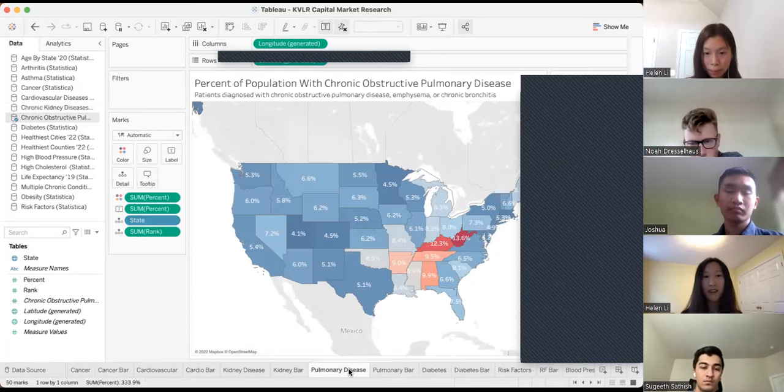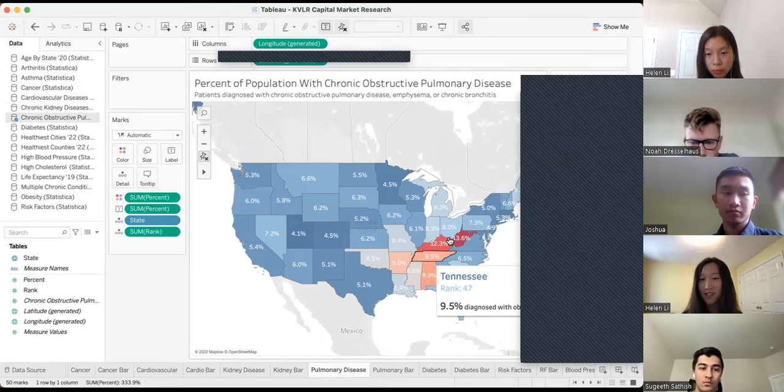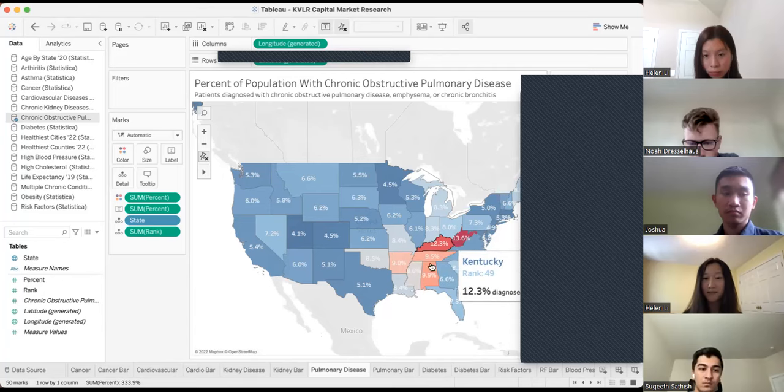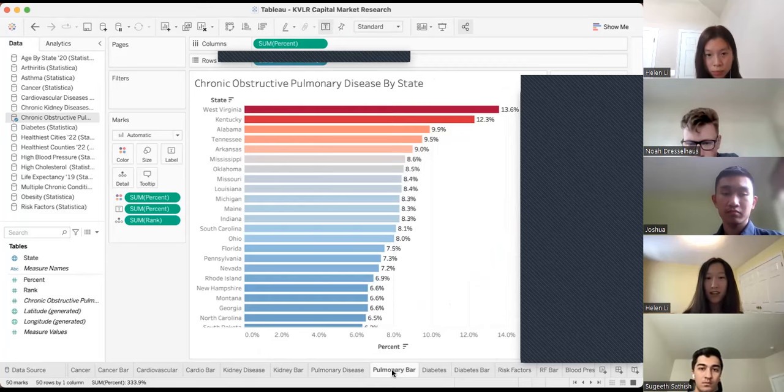And here's the percent of the population with chronic obstructive pulmonary disease. This is patients diagnosed with these lung diseases, such as chronic bronchitis. Again, it seems that the trend follows where the states over here, such as West Virginia, Kentucky, and Tennessee, are among the highest with patients diagnosed with these diseases. Here's the bar chart.